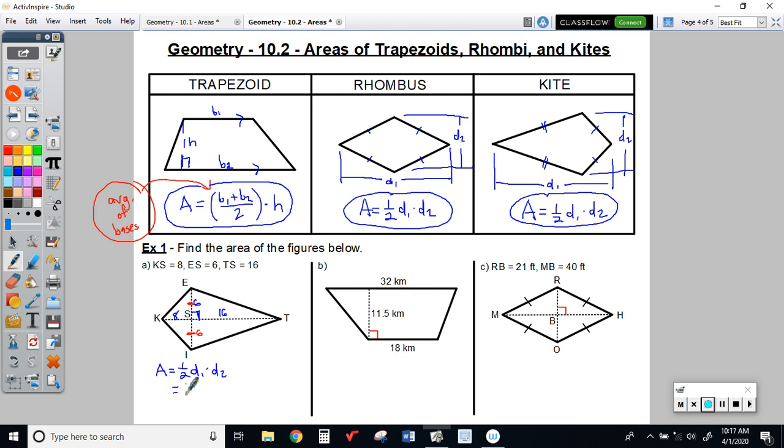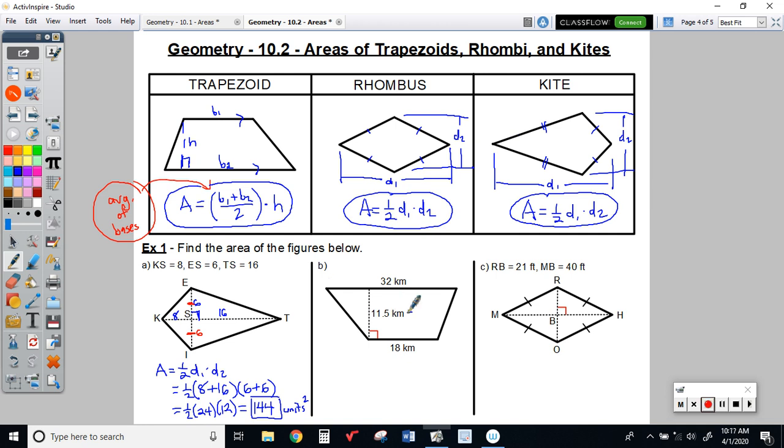So this is going to be 1/2, and then D1, 8 plus 16 would be the length of this whole diagonal, and then this one would be 6 plus 6. So we've got 1/2 times 24 times 12. Half of 24 is 12. 12 times 12 is 144. Units are not given on this one, so you could leave it blank, or you could write units squared after that if you wanted to, just to get in that good habit. I think it's a good habit to be in.